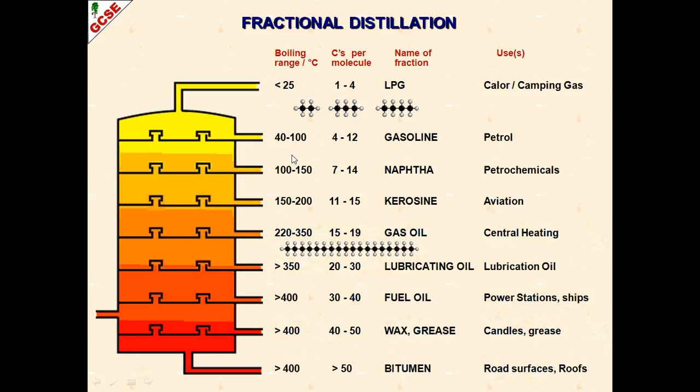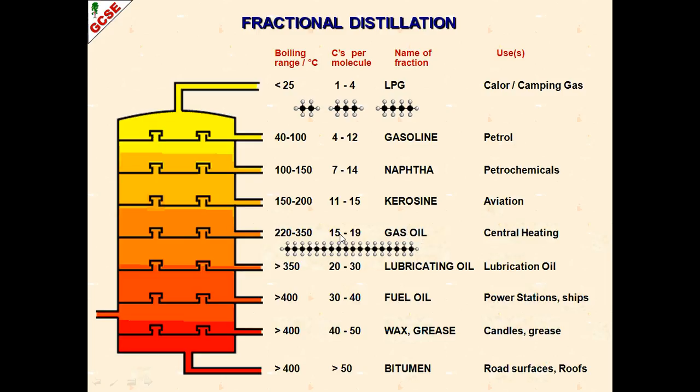See, at 40 to 100 you will have gasoline, petrol, and the number of carbons is only 4 to 12. The next one is naphtha, 7 to 14 carbons, used for petrochemicals, medicines, drugs. And at a higher temperature like 150 to 200, you will get kerosene, with only 11 to 15 carbons. Aviation, like rocket fuels.